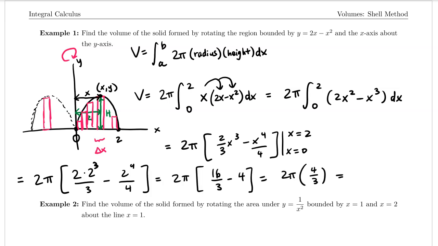So I've gone ahead and done some simplification, and then finally if I multiply 2 pi times 4/3, I should get a final answer that the volume of this three-dimensional shape is 8 pi over 3. And that concludes this example.